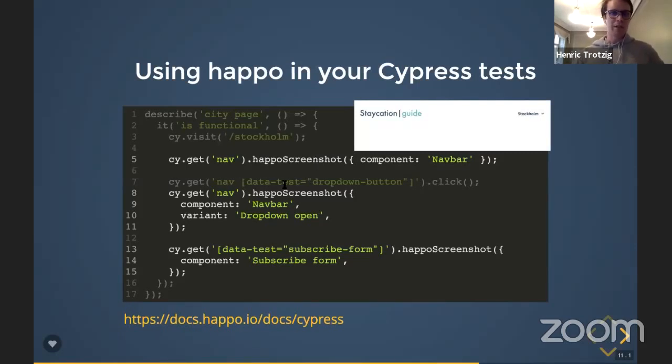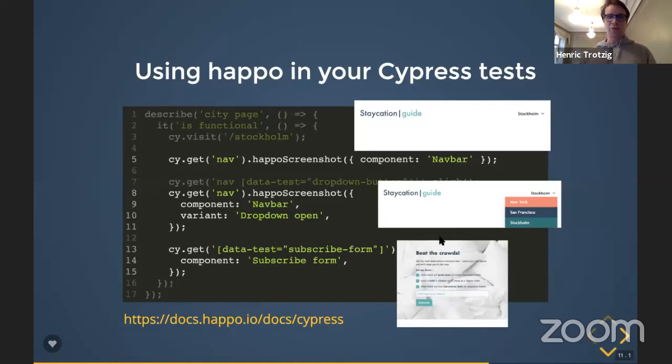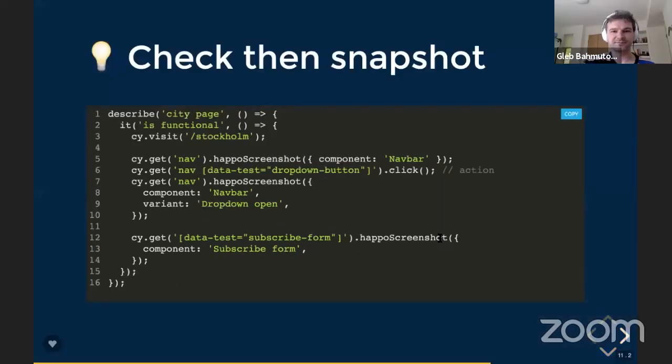As we go through the test, we can click the drop-down button in the navbar, and then we take another screenshot. In this case, we say that now we have the drop-down open. So we still have the same component, but we're saying this variant has the drop-down open. So we get a screenshot looking like that. And the last thing here is we're also going to grab, in this case, a form on the page. We grab the form, and then we give that the component name subscribe form. So that's how to add Happo to your test suite. I'll show you how this is done in the Apple Music case in a second in the demo. This is really cool. And then Gleb, you had this, and I really like this trick or this tip.